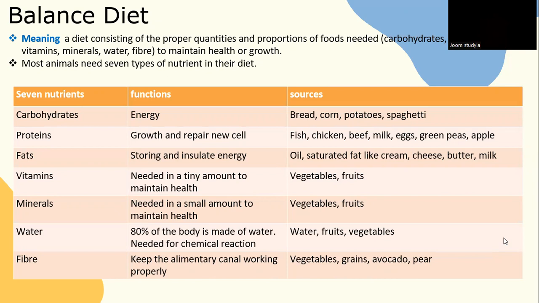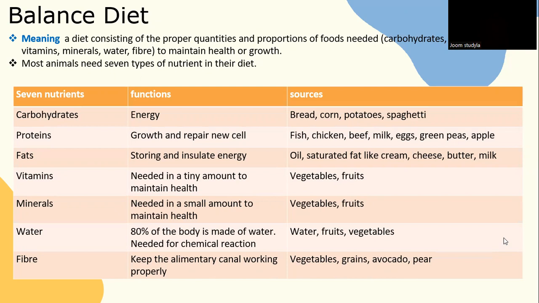And vitamins. Vitamins are needed in our body in only a tiny amount, for the purpose of maintaining health. The sources we can get from vegetables and fruits. And minerals are also needed in our body in a small amount for the purpose of maintaining health. The sources for minerals you can get from vegetables and fruits.